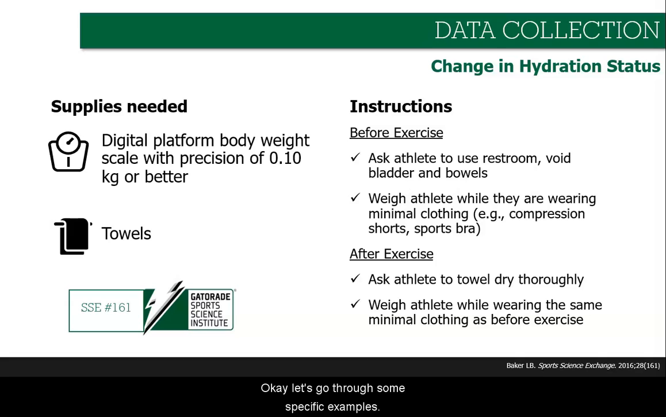Okay, let's go through some specific examples. First, to measure an athlete's change in hydration status, you'll need a digital platform scale with a precision of 0.1 kilograms or better, and you'll need a towel or two. Before exercise, ask the athlete to use the restroom and void his or her bladder and bowels. Then weigh the athlete while he or she is wearing minimal clothing. A best practice is to weigh the athlete twice to make sure the values are consistent.